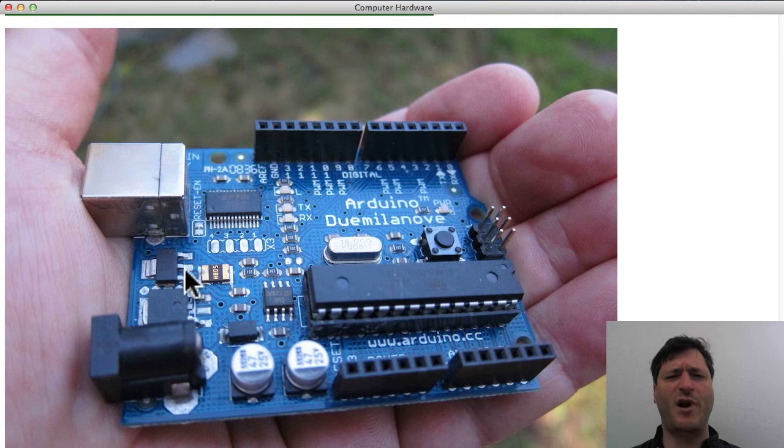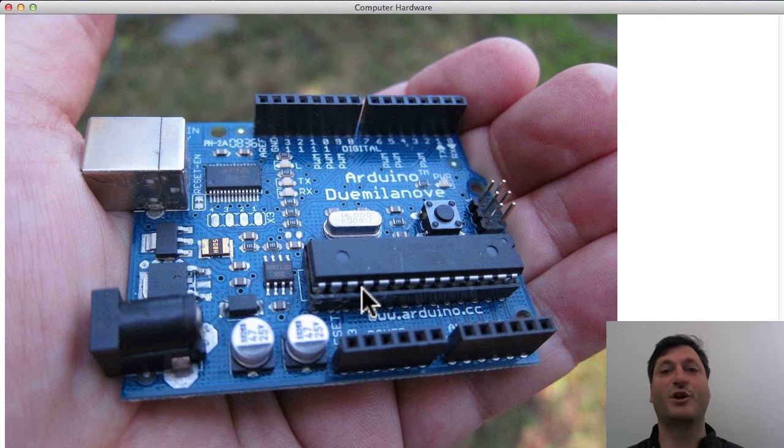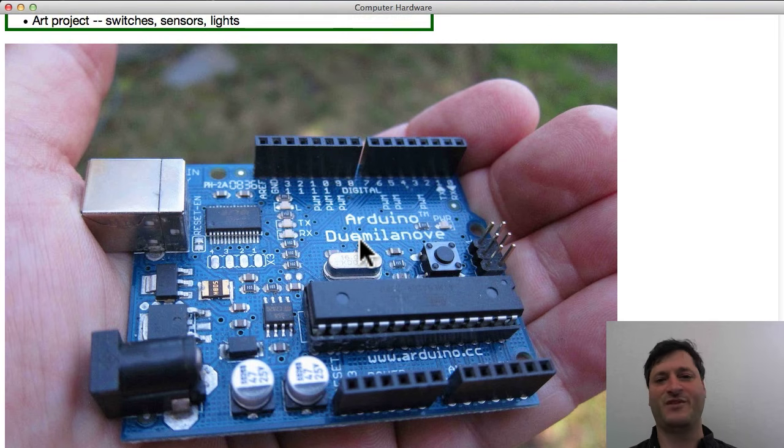So you can buy a version of this, I think, for about $20. And the idea is it's just a little computer. So it can read sensors or switches or control little lights or whatever. So it's just kind of a fun way to play around and make an art project or something like that. So if you like working with your hands and you like wires, then this is another form of computer that might be good to play with.